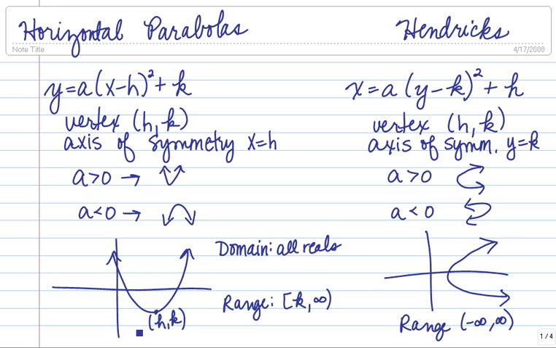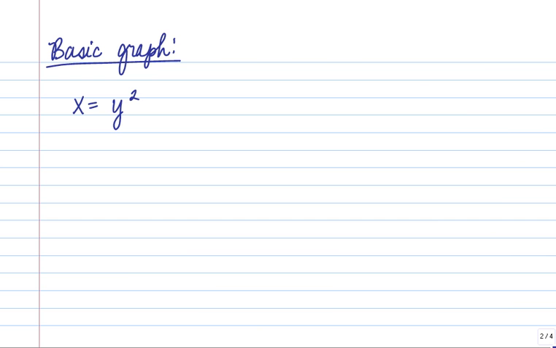So let's look at some examples to make sure you understand everything that's going on with these. So starting with the basic graph of x is equal to y squared. If I was going to do that by hand, I mean, there's several ways I can look at it, but by hand, notice that I have to do something to y to get x. So if I was doing this by hand, I would plug in values for y and solve for x.